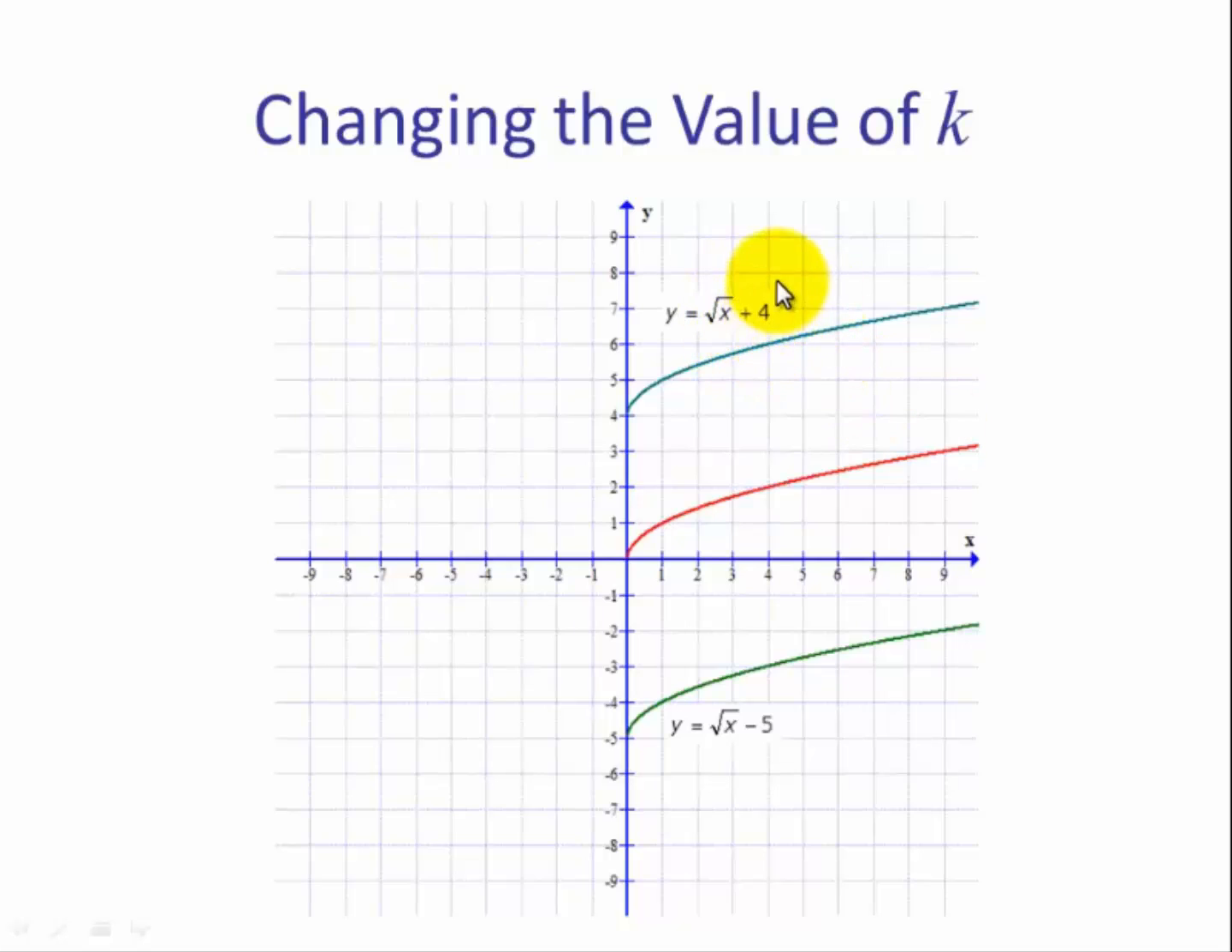So when k is positive, we move the y values up k units. When k is negative, we move the y values of the parent function down the absolute value of k units. So the absolute value of negative 5 is 5. So each y value goes down 5.